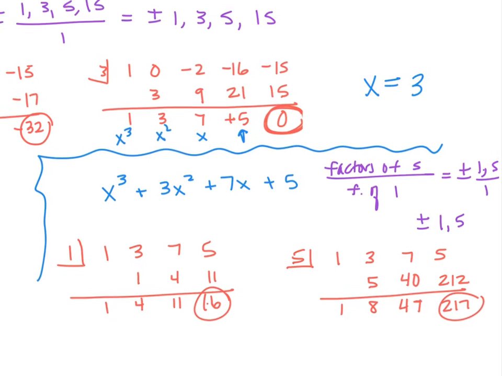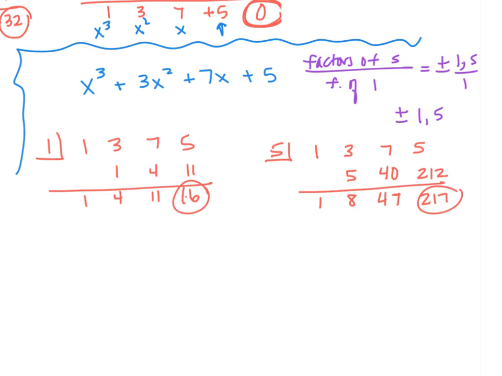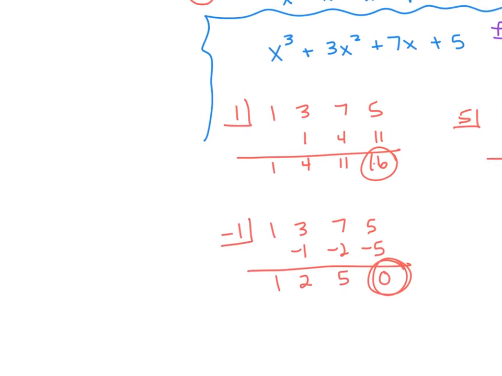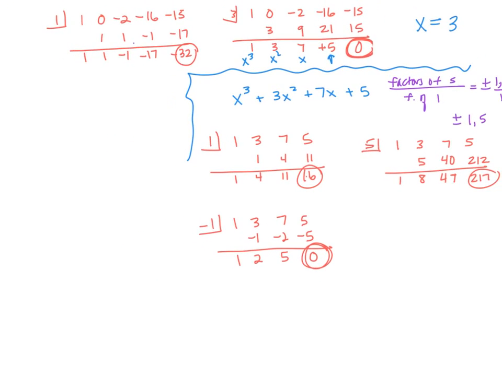Alright, so this is actually good that this happened, because we've tried the positive 1 and positive 5, so now we need to try the negatives. Let's see if negative 1 works. Sometimes you just have to go through all this, and as long as you're being careful with your synthetic, it won't be that bad. So I added down, I multiplied, add down, multiply, add down, multiply, add down. All right. So we got a 0 remainder, which means we got something to work out.